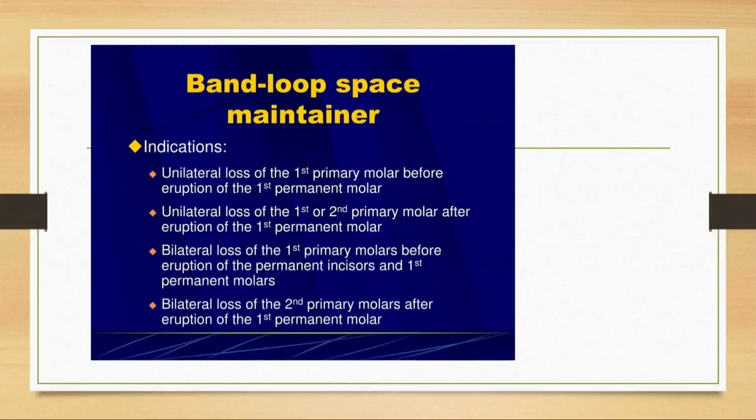So the indications, as I told: unilateral loss of primary first molar before the eruption of the first permanent molar, or unilateral loss of first or second primary molar after the eruption of the first permanent molar, or bilateral loss of first primary molar before the eruption of permanent incisors and first permanent molar, or bilateral loss of second primary molar after the eruption of the first permanent molar. So in any scenario we can use this.